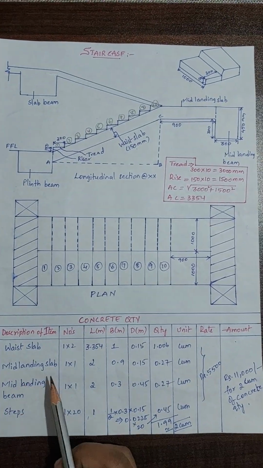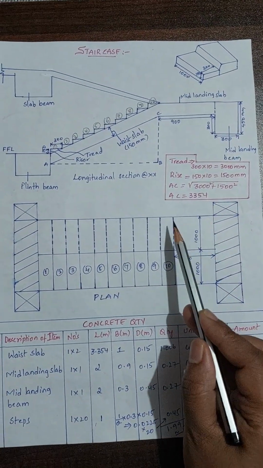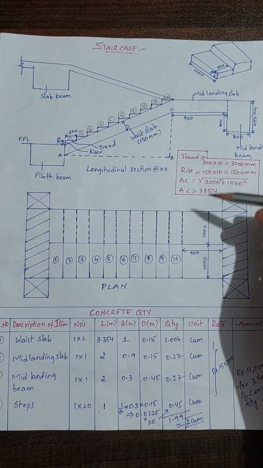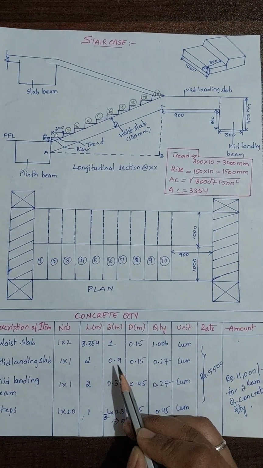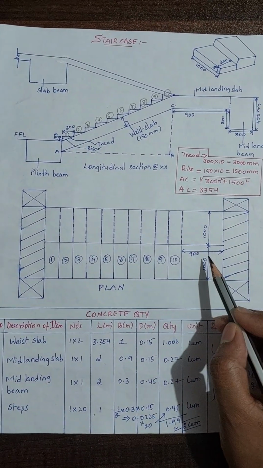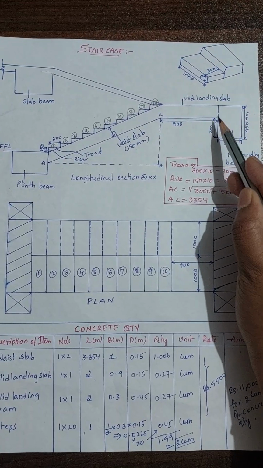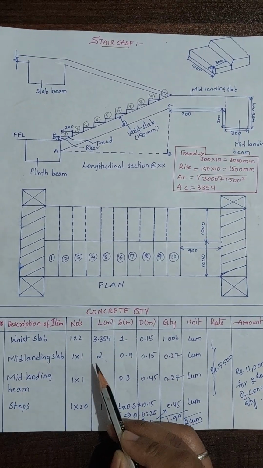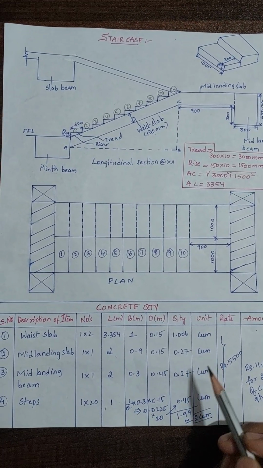So for finding mid landing slab, we have to find how much concrete is required for this portion. So here you can see the length is 1000 plus 1000, 2000, and the breadth is 900 mm, so 0.9, and the depth here you can see 450 minus 300. Here the mid landing slab depth is 150 mm, so 0.15. So after multiplication of 2 into 0.9 into 0.15 we will get 0.27 cubic meter.